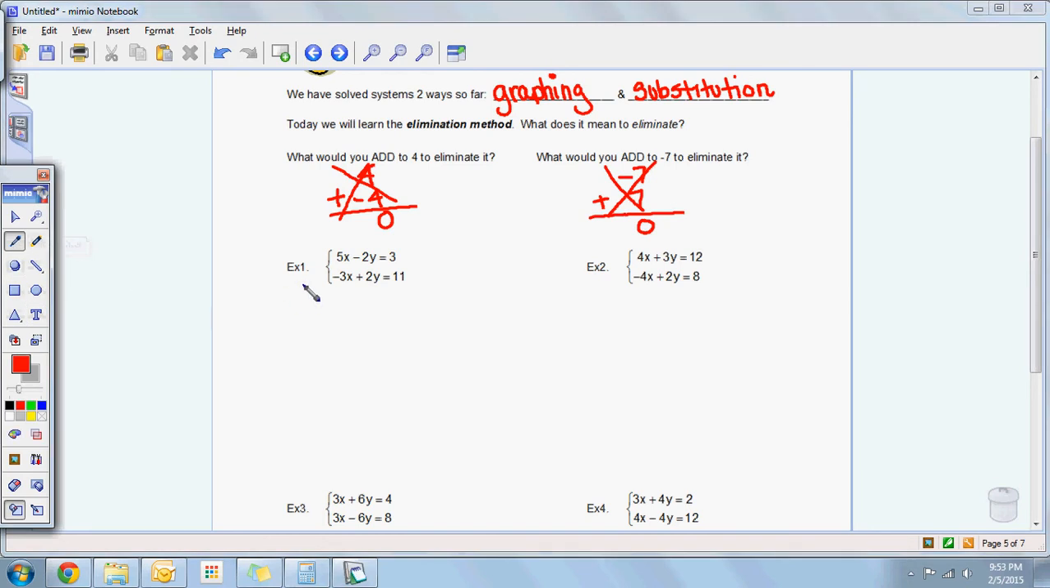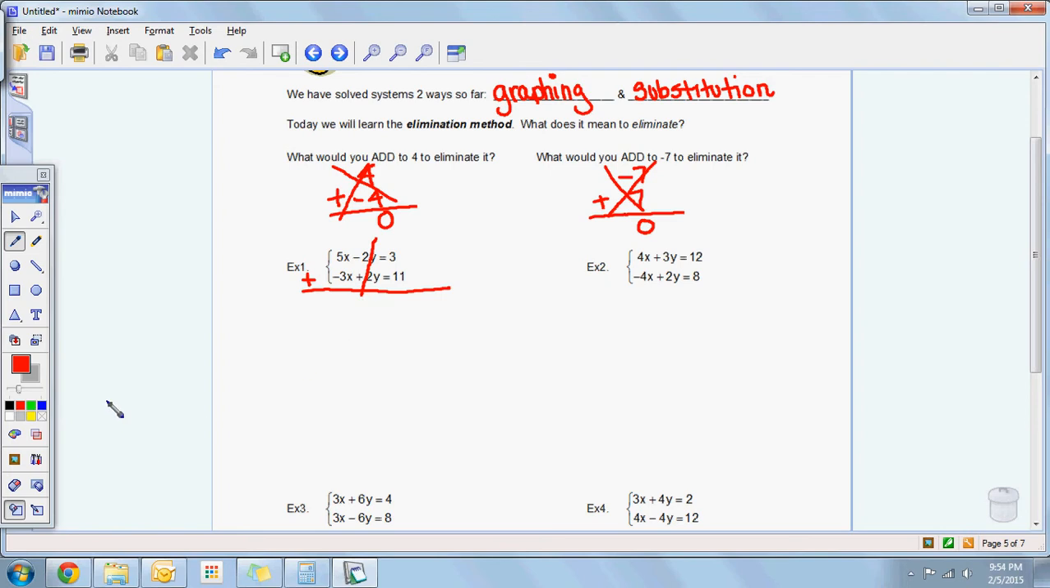So the way you're going to start is by setting it up as an addition problem. You're going to add these two systems together. So you're going to look at your terms, at your x values and your y values, and determine which of those terms can you eliminate. Okay, which ones will just go away? Which ones will add up to 0? So 5x plus negative 3x, that doesn't equal 0. What about negative 2y plus 2y? If I add those up, do I get 0? Yes.